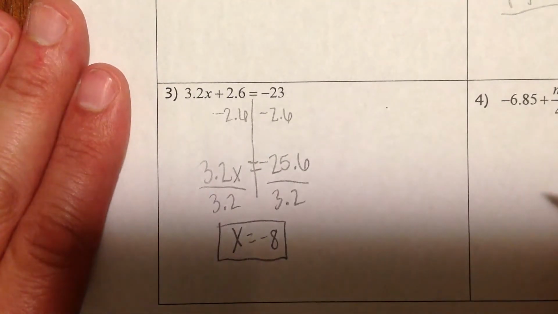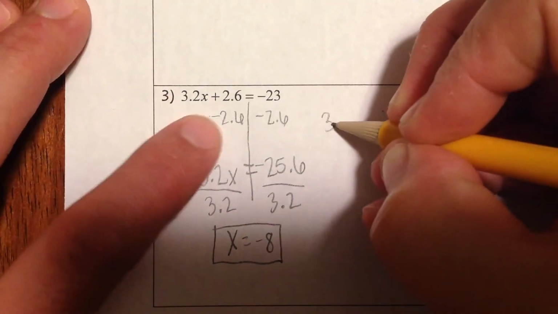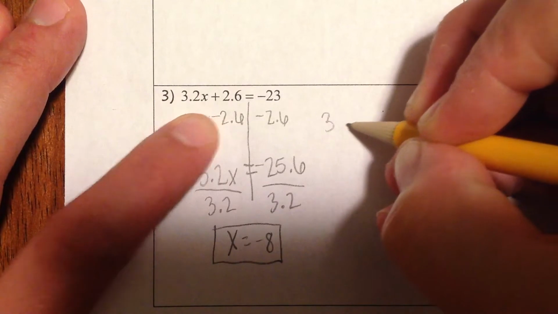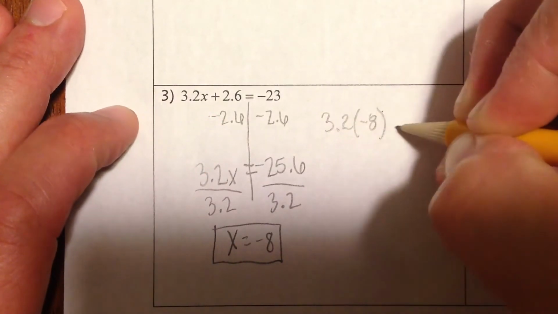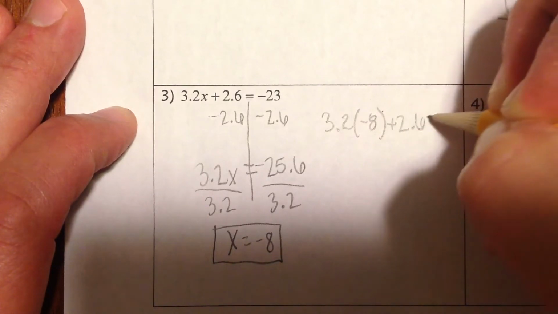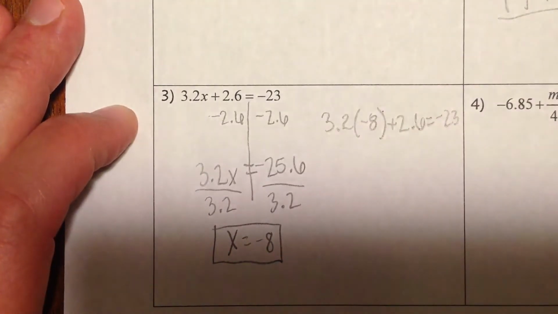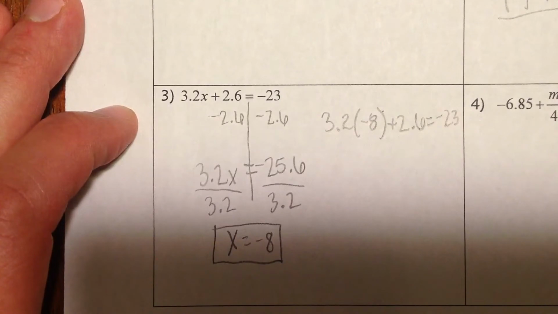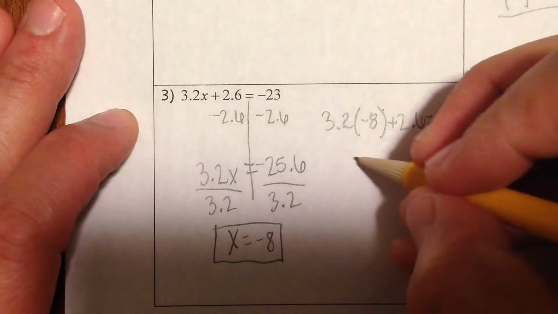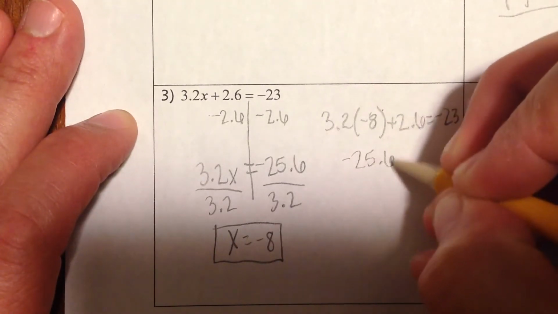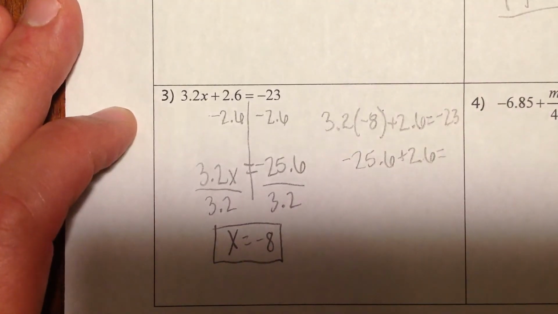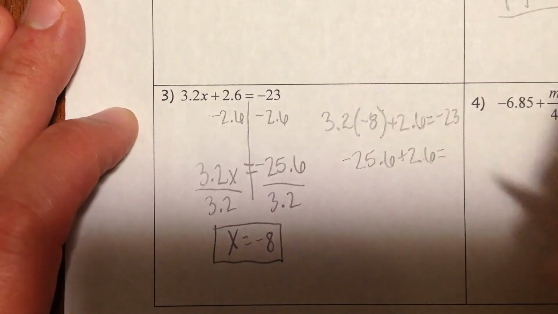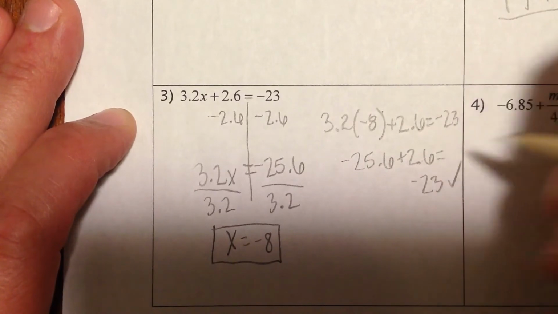We should always check our answer to make sure we're correct. So I'm going to substitute negative 8 back in here for my x. 3.2 times negative 8 plus 2.6 should get me negative 23. Let's just double check that. 3.2 times negative 8 is negative 25.6 plus 2.6. If you type that in the calculator, negative 25.6 plus 2.6, that gets me negative 23. Check.